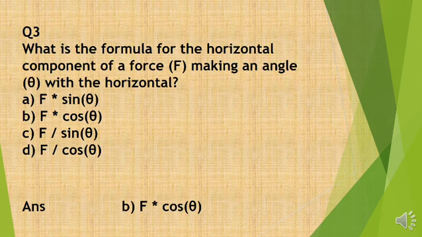Question number 3 is, what is the formula for the horizontal component of force making an angle theta with the horizontal? F sin theta, F cos theta, F over sin theta, and F over cos theta. When we talk about the horizontal component, it will be base over hypotenuse. So we will get the correct option to be F cos theta. It will be Fx equals F cos theta.